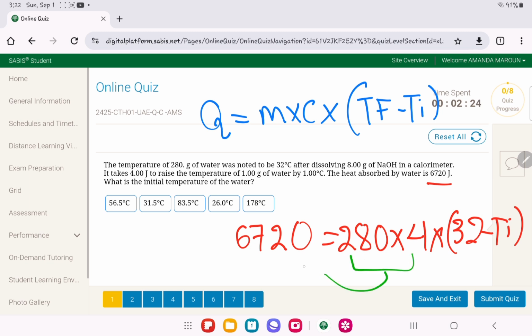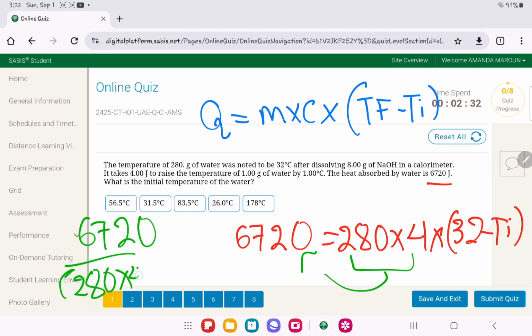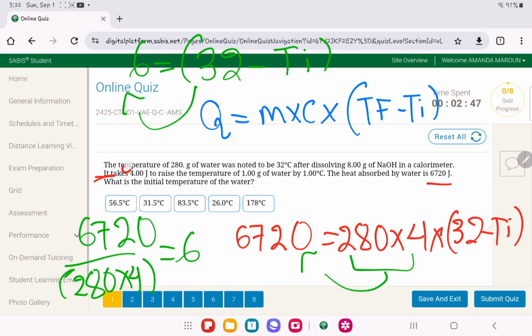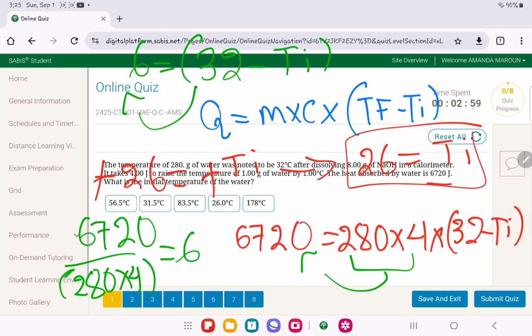We're going to bring this to the other side. We're going to have 6720 over 280 times 4. It's going to be 6. So now what do we have? We have 6 is equal to 32 minus temperature initial. So if we bring 32 to the other side, now what do we have? We have negative 26 is equal to negative temperature initial. We put positive here because the minus signs cancel each other. So we're going to have 26 is our initial temperature.